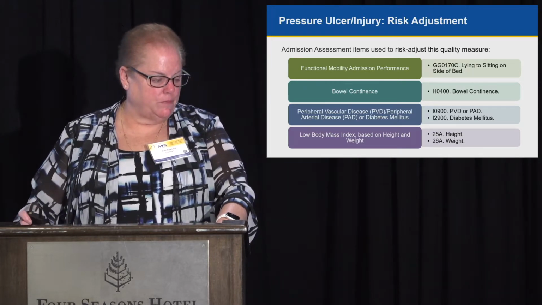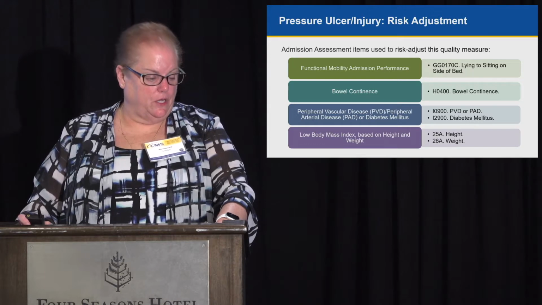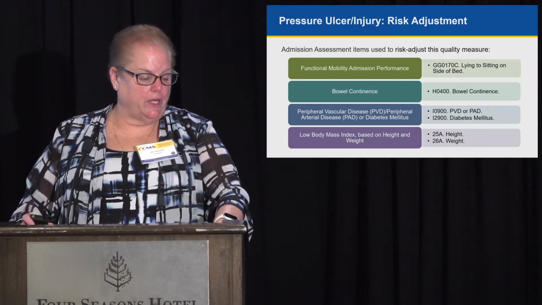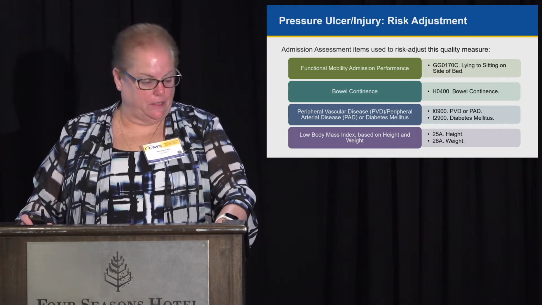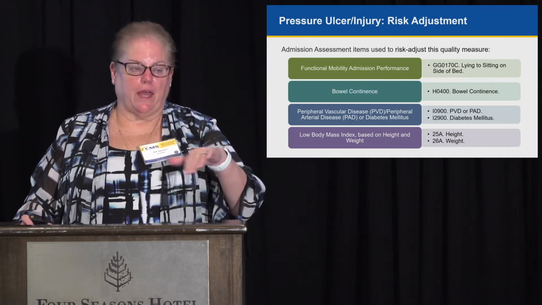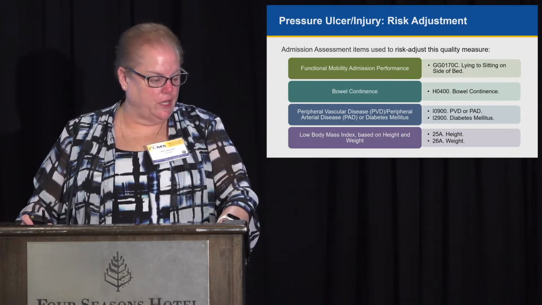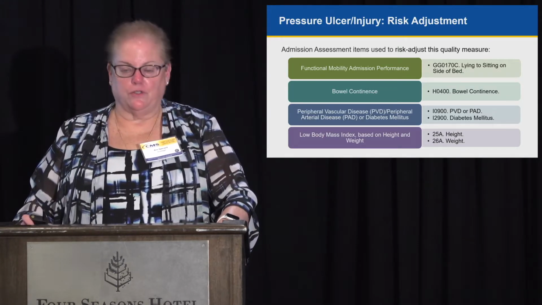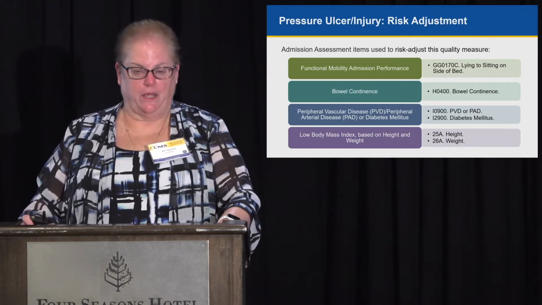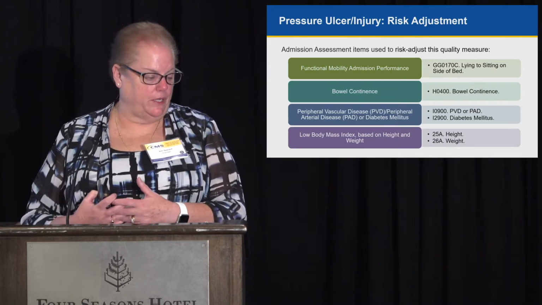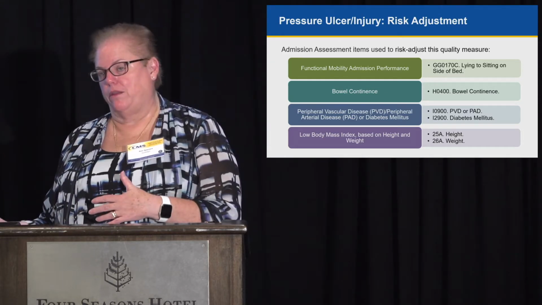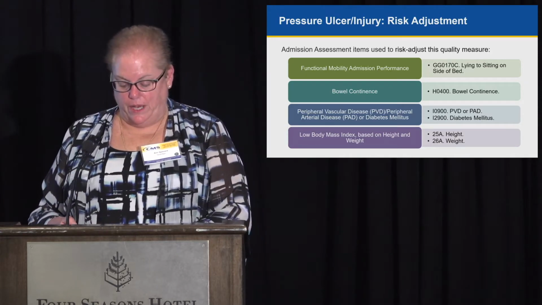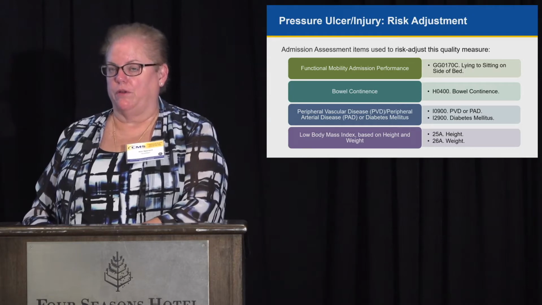Peripheral vascular disease, peripheral arterial disease, or diabetes. So I0900, PVD or PAD, and or I2900, diabetes mellitus. And then the last risk adjuster is low body mass index based on height and weight. So calculating that using 25A height and 26A weight. Those together then give you your BMI. And we're looking at the low end of the BMI, not the high end of the BMI, for these risk adjusters. So again, those are important when you're looking at the overall picture.